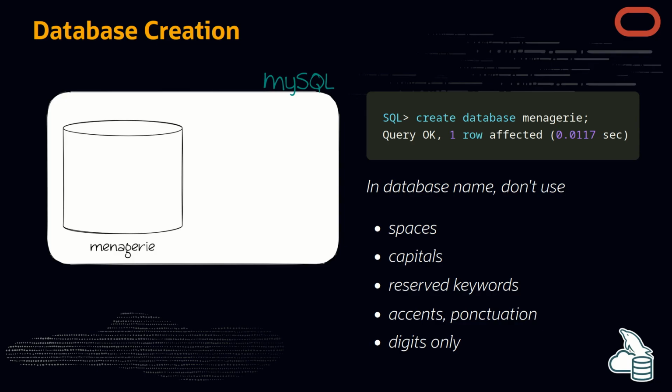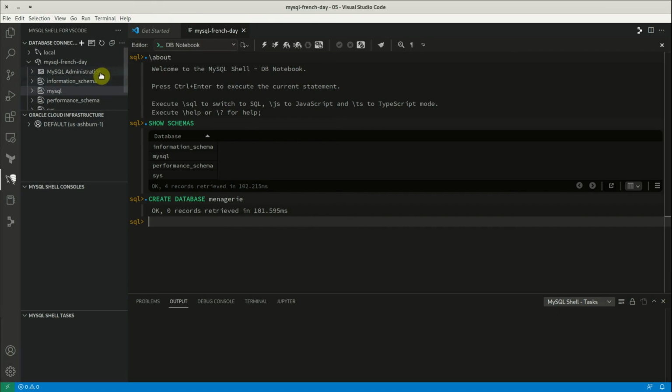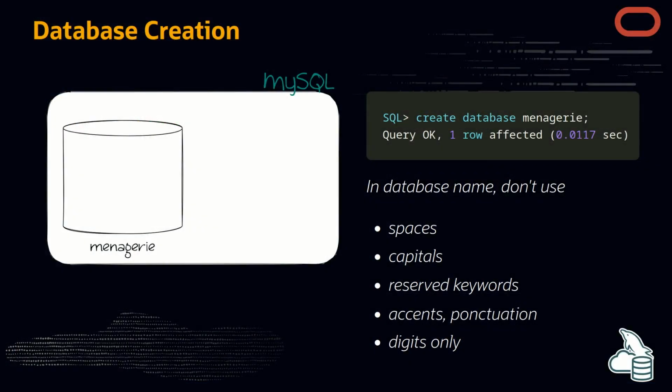Capitals are also possible, but it's a tip that I prefer to give you: try to avoid any capitals in the names of your tables and databases. So let's do create database here, Ménagerie. In Visual Studio Code, I did Control Shift Enter to execute the command. And now, if I refresh here, I can see that Ménagerie is there, and we can see tables and views, but it's empty right now.